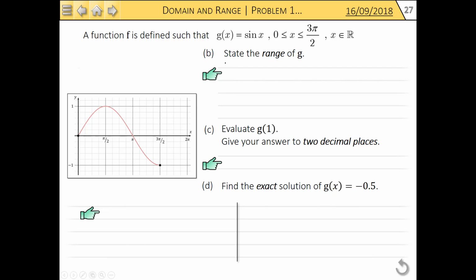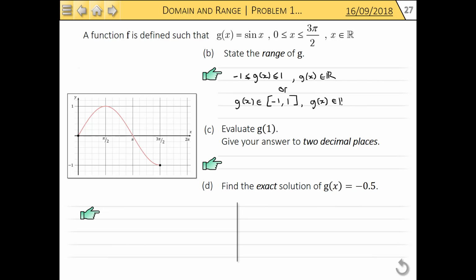In part B, we're asked to state the range of g of x. I've got the graph over here. We can see the graph doesn't go up above 1 and it doesn't go down below -1. So we can say that g of x is between -1 and 1, with g of x in the real numbers. Or if we're using set notation, we could say g of x is in [-1, 1] using square brackets, and we still need to say g of x is in R.